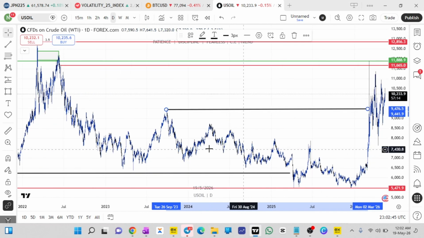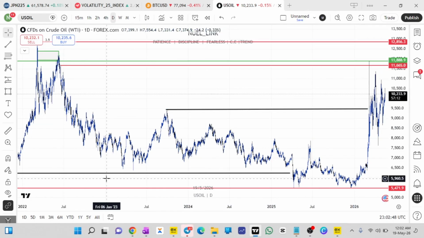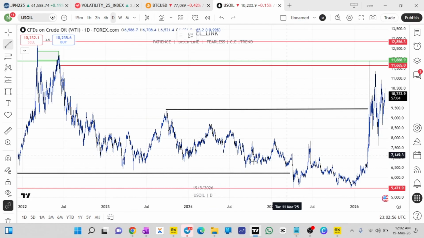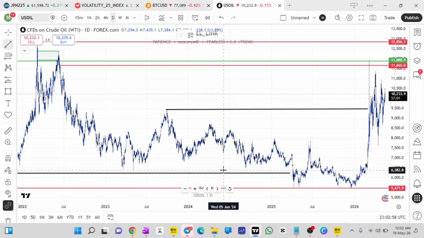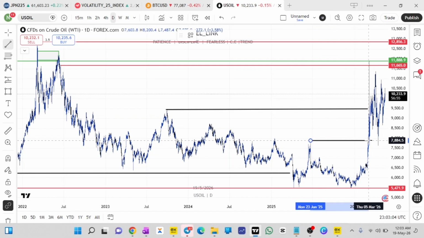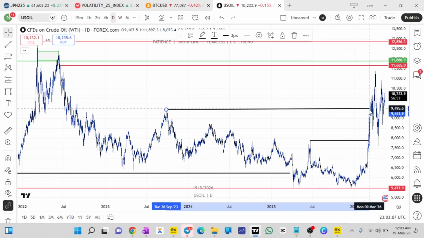So I want to mark my break of structure on daily. I have two zones, here and here.